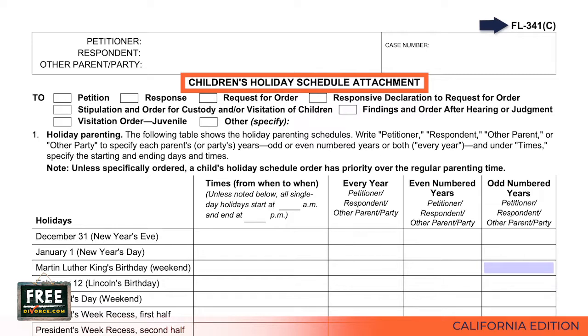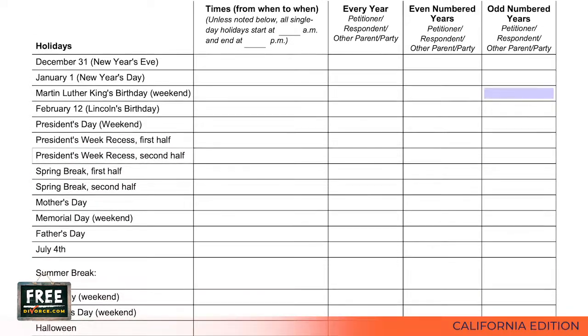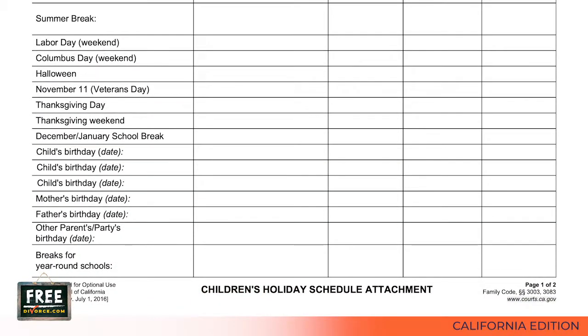FL-341C is entitled Children's Holiday Schedule Attachment. Although you're not required to use this form, it is a good idea to have your custody order deal with holiday and vacation issues. You do not have to allocate all of the holidays. If you prefer, you can address only the major holidays listed on the form. If there are holidays that are important to you that are not listed on the form, you can type them in on page 2 of the form.